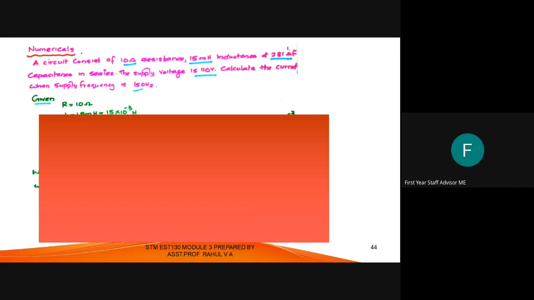A circuit consists of 10 ohm resistance, 15 millihenry inductance, and 281 microfarad capacitance in series. The supply voltage is 110 volt. Calculate the current when the supply frequency is 150 Hz. So all of you calculate. This is almost a similar problem, exactly similar to the problem we have done just before. There are slight changes in values, but the method of the problem is the same.